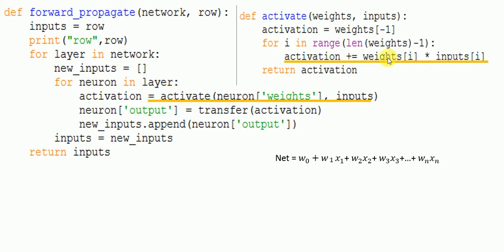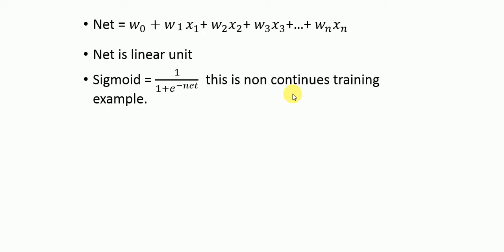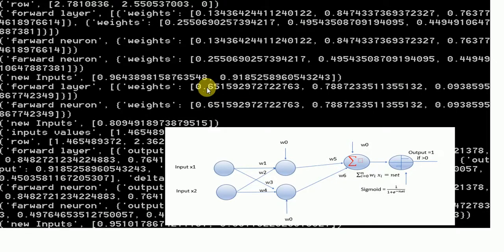So these values are the activation. W0 is the bias, the weight for the input of -1, and these weights times the inputs are these values. Okay, and this return value is passed to the transfer function, which calculates the sigmoid value. So here is the sigmoid value: 1 over 1 plus e power of minus net.